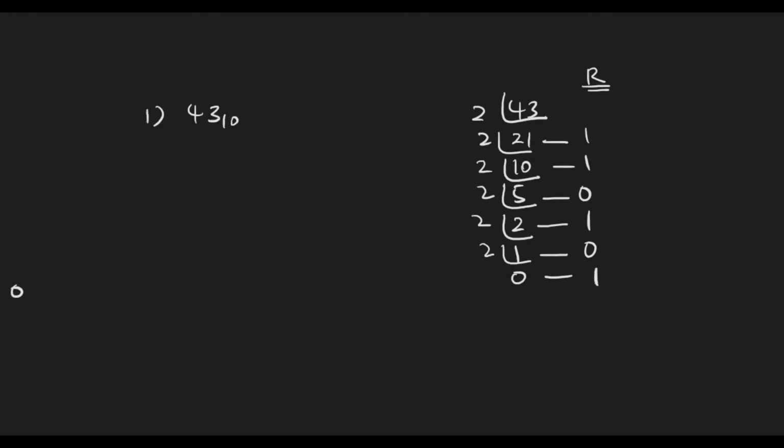So you must divide until you get 0. Then you stop. And the answer is to read the numbers from the bottom up to the top. So the bottom here is 1, 0, 1, 0, 1, 1, base 2. And there you go. This is the answer.